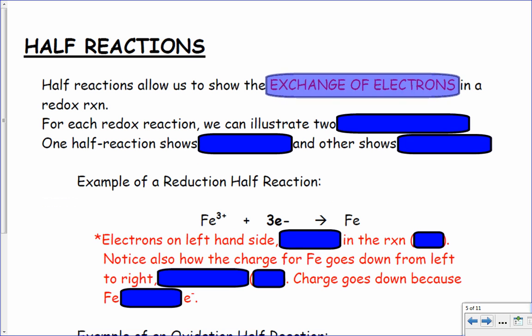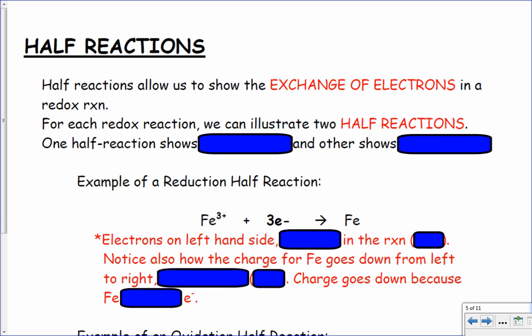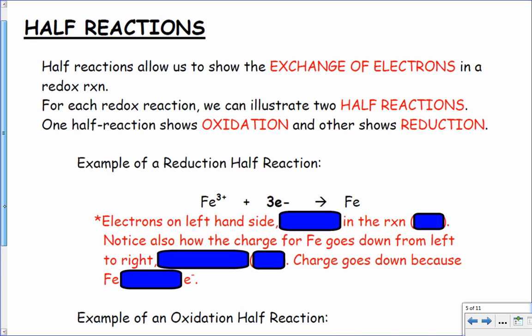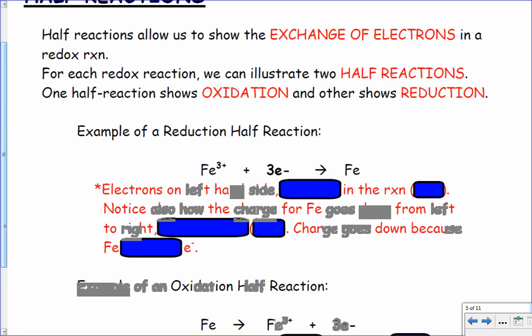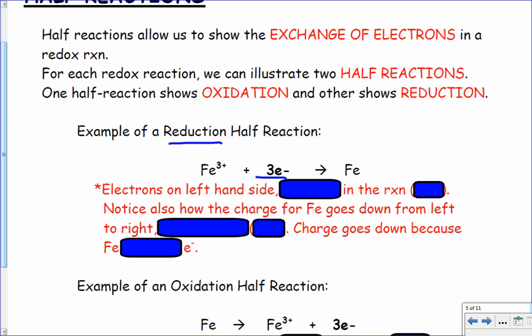Half reaction. Now, this is the meat and potatoes of what we need to get onto. Half reactions allow us to show the exchange of electrons for each redox. For each reduction reaction, we can illustrate two half reactions. One half reaction is, of course, the oxidation. The other one will be the reduction. Okay? So I have this one thing going on. This is what we call a half reaction, and it's a reduction because I am gaining electrons. Notice the electrons are on the reactant side. Electrons on the left-hand side are gained, and in this reaction, GER or rig, whichever one you prefer, is reduction.